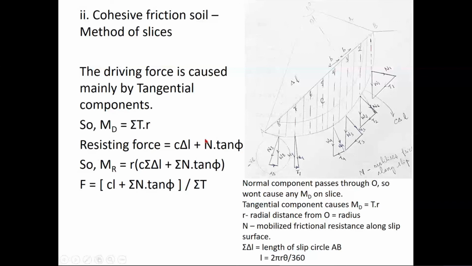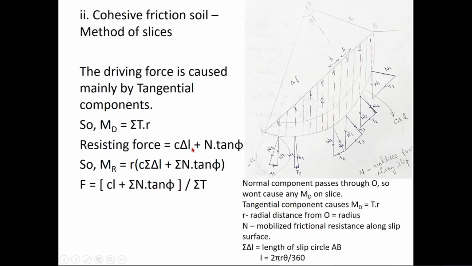Here N is the normal stress, right? I have resolved this W into two components, normal and tangential. So that is normal, N into tan phi. So total cohesion plus sigma tan phi; this is basically my shear strength equation. So the shear strength of the C phi soil is what is resisting this, so C delta L plus N into tan phi. My total resisting moments will be this into R, so R into C into sigma delta L.